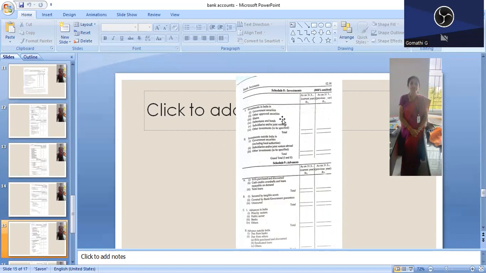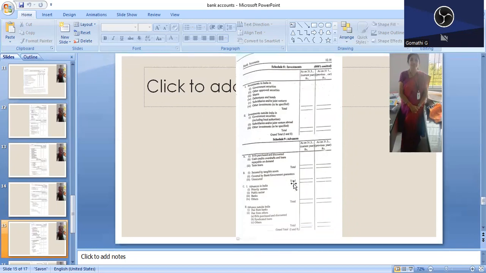Investment in India, that is government securities, other approved securities, shares, debentures, bonds, subsidiaries, and other investments. Then investment outside India, that is government securities, subsidiaries, auditors, other investments, etc. Next one, ninth one, is advances.